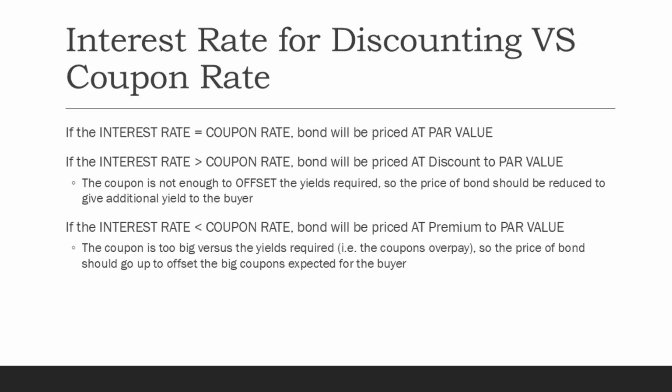What about if the interest rate is less than the coupon rate? Now the bond will be priced at a premium to par value. In this case, the coupon is too big versus the yields. Therefore, it's very attractive and you're going to get more in terms of the coupon than what current yields might give. Therefore, higher price so that it will offset the bigger coupons that are paid out by this bond. So there are no free lunches really.